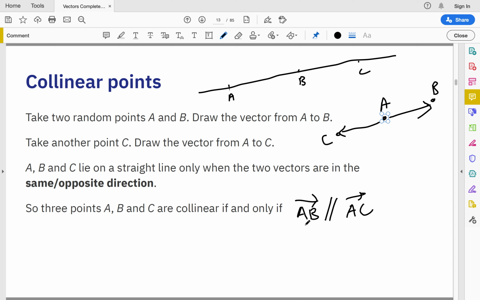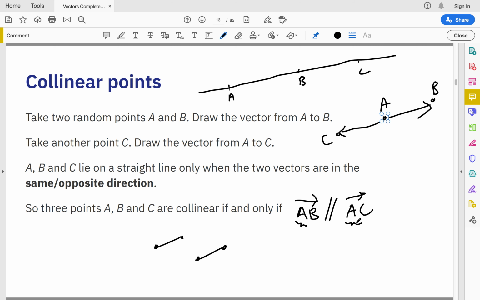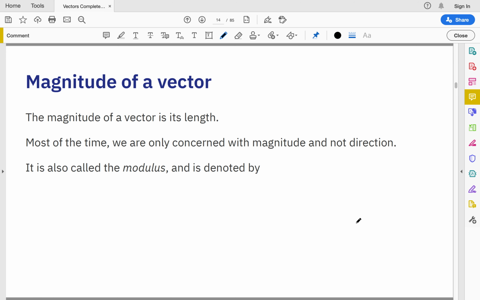Now you might be wondering, why is this sufficient? Because they share a common point. Because if you have 2 parallel lines that don't share a common point, obviously these 4 points do not have to lie on the same line, right? But if they share a common point and they are also parallel, they have to lie on the same line. So this is just an extension of what we mentioned earlier about parallel vectors.